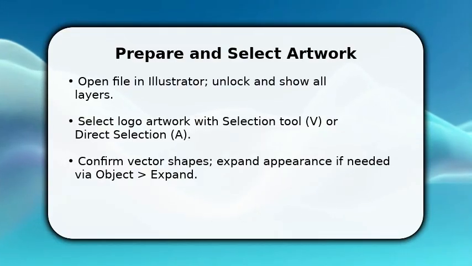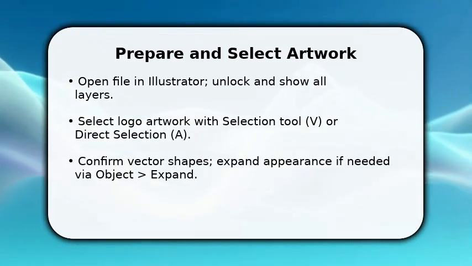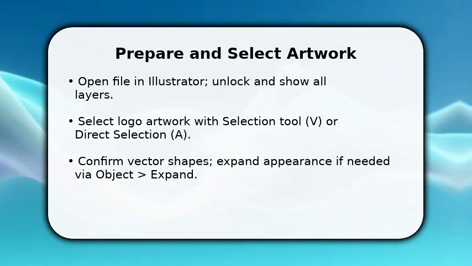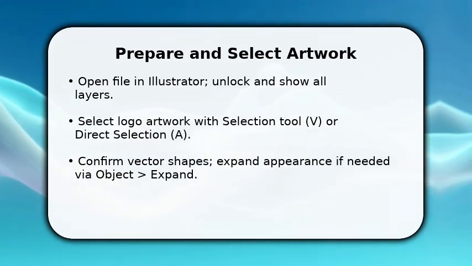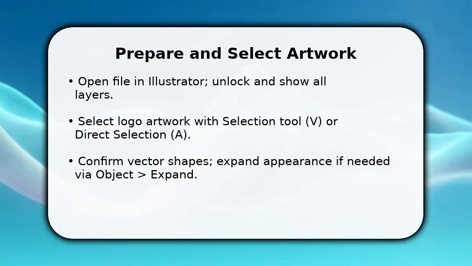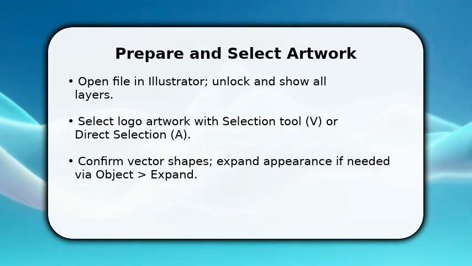You start by opening the file and selecting the logo shapes directly. Use Selection (V) or Direct Selection (A). Once selected, make sure any effects are expanded so you're working with pure vector paths. Go to Object > Expand if needed. If the logo is grouped, ungroup it so fills are editable.